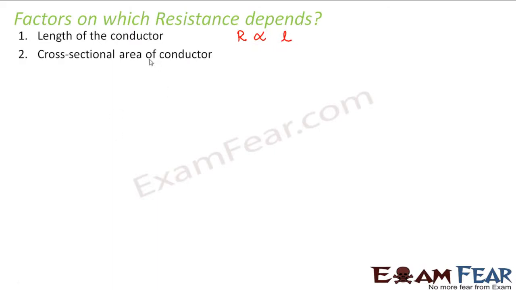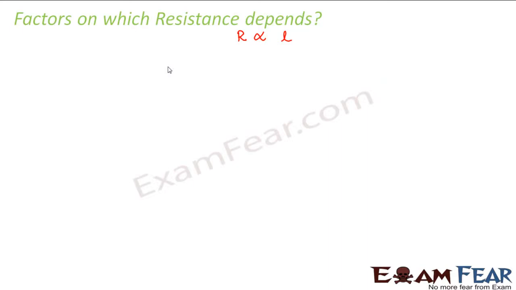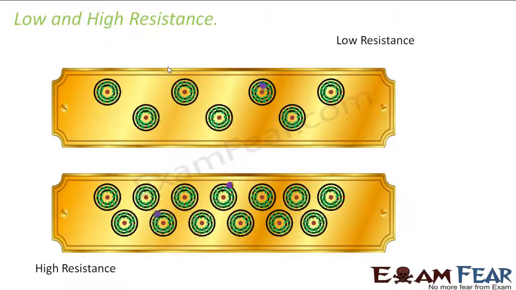Next one is cross-sectional area of the conductor. So similarly for cross-sectional area also, now if you increase the cross-sectional area of the conductor, what will happen? Again, let us look at this slide. Let us suppose now if I increase the cross-sectional area, that means if this width is increased, what will happen? The number of collisions will decrease because the number of atoms will remain the same. If you increase the cross-sectional area, that will not increase the number of atoms. The number of atoms will remain the same, but we are adding up some extra space. Therefore, the collision will reduce because the free electrons will get some extra space to move about freely.